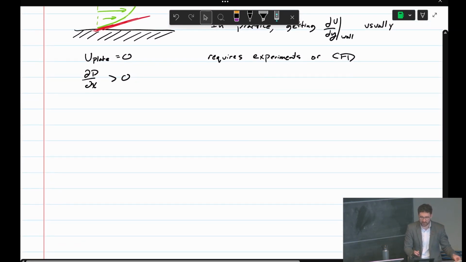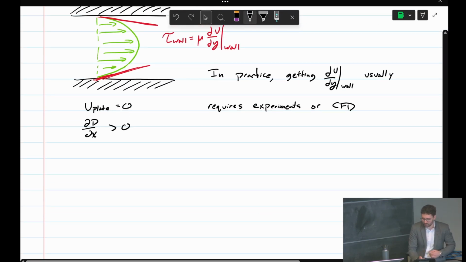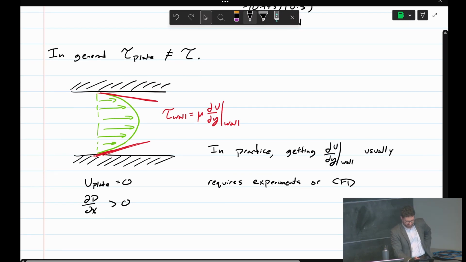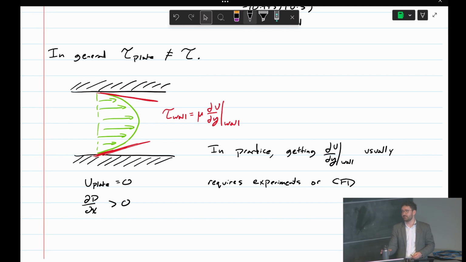So let's talk now about Newtonian and non-Newtonian fluids. Actually, before I move on, are there any questions about the statements I just made, or shear stress, velocity gradients and viscosity?